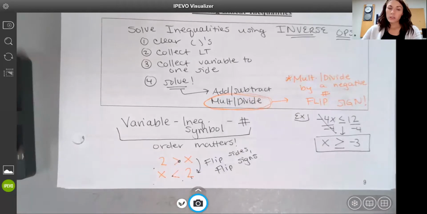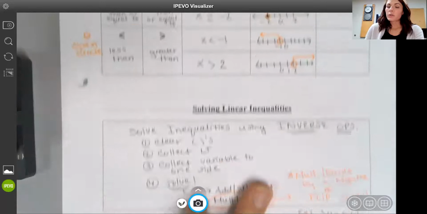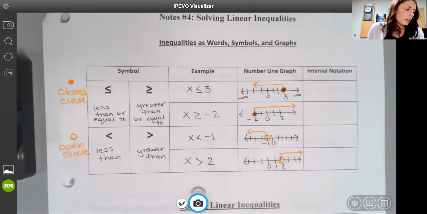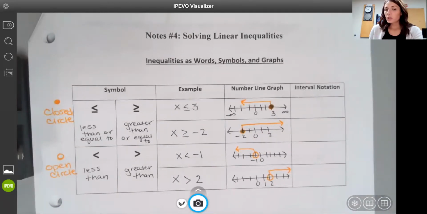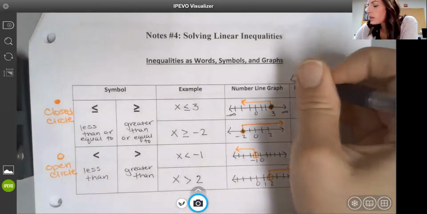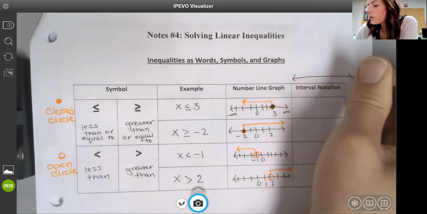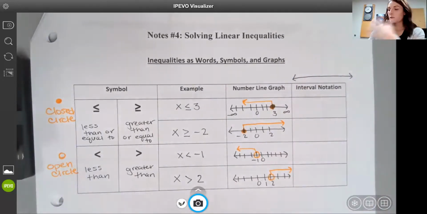Okay, so those are our basics with our inequalities. Now let's go back up and talk about interval notation. So interval notation is another way that we can show the number set that's being represented by our inequality solution. Interval notation is a way to write all the values that x could possibly be.